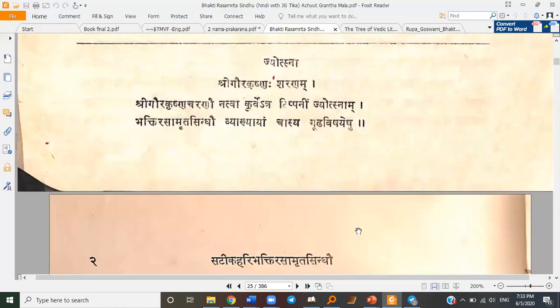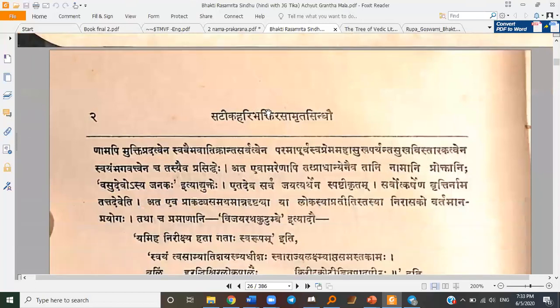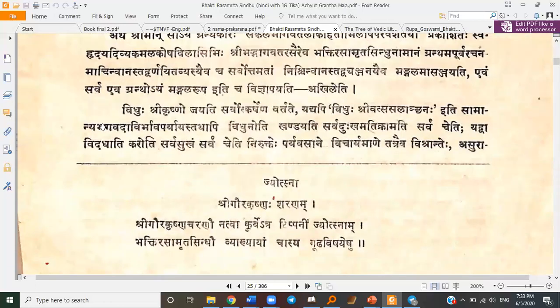So by these four reasonings, especially Asuranam, that he delivers the Asuras, he excels everyone through his majesty, he distributes love of Godhead, in short, and he is the Supreme Personality of Godhead. By these four reasons, the word Vidhu in particular refers to Shri Krishna.